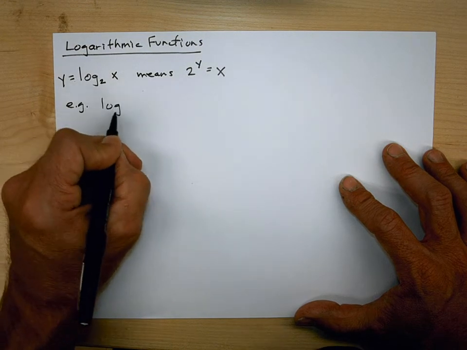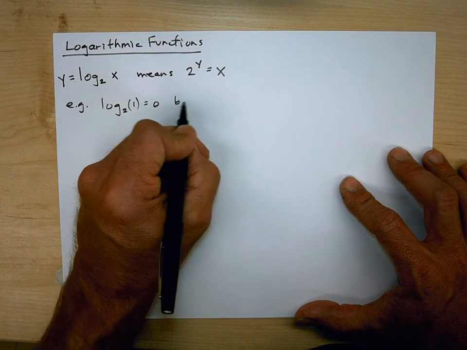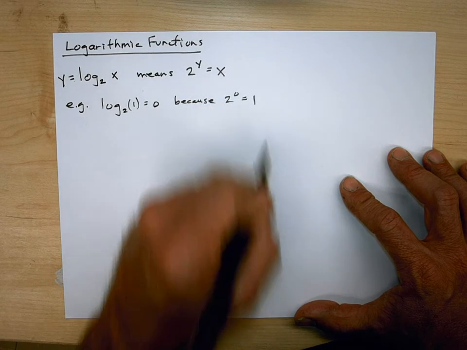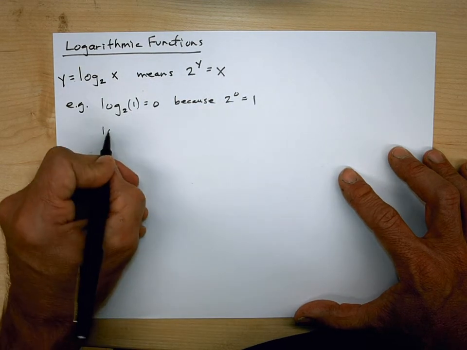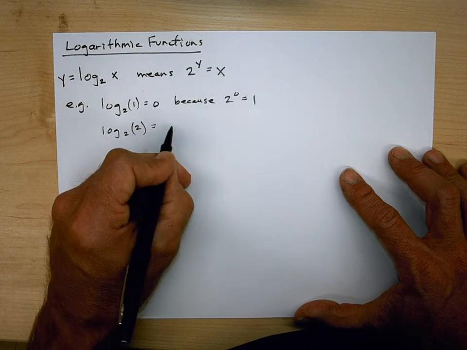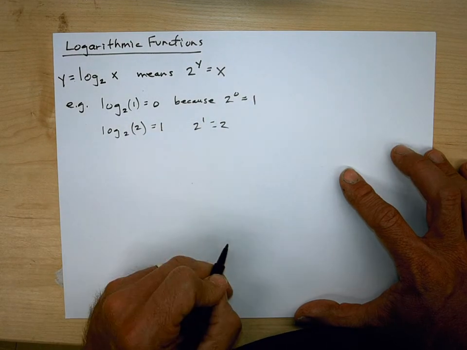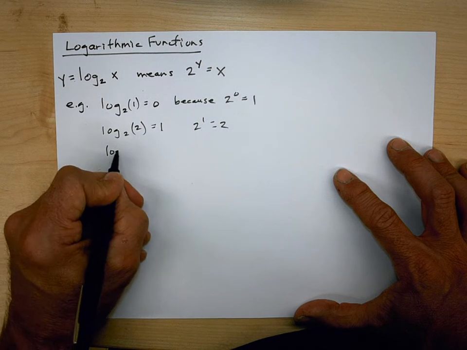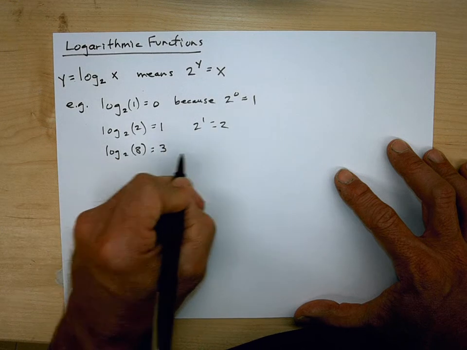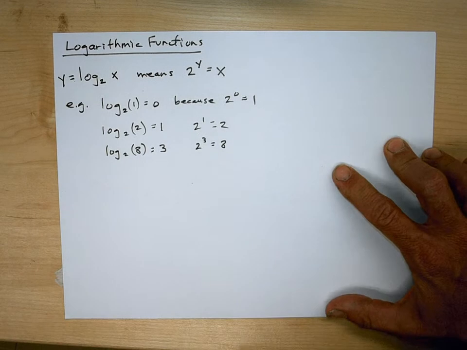So for example, if I took log base 2 of 1, then that would equal 0 precisely because 2 to the 0 equals 1, right? So log base 2 of 2. So what we're saying is 2 to what power is 2? Well, that would be 1 because 2 to the first power is 2. All right, how about log base 2 of 8? Well, that would be 3 because 2 cubed equals 8.